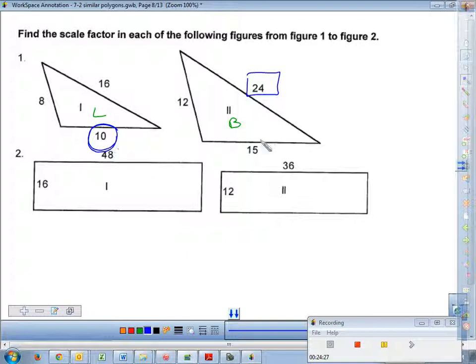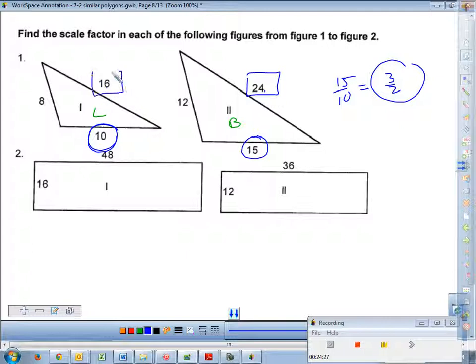What would you have to use if you chose this 10? The 15, so it would be 15 over 10, right? Big over little. What's 15 over 10 reduced to? What number goes into both of those? 5 does, so it'd be 3 over 2. Is the scale factor always 3/2? No, the scale factor is not always 3/2. In this case, it was.